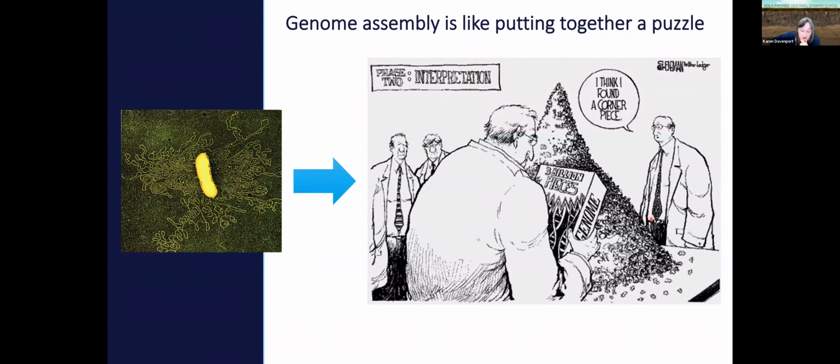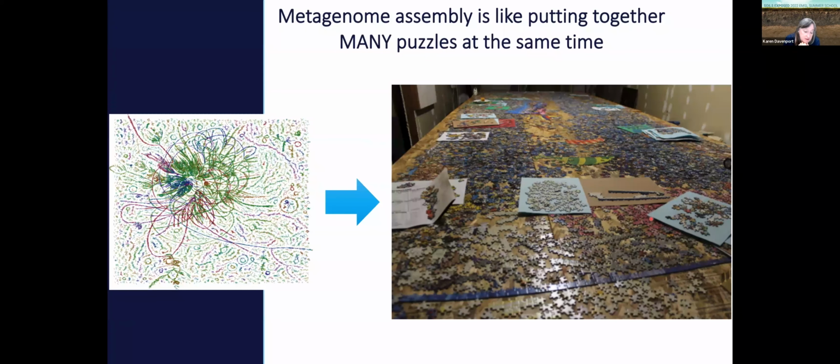So putting together a genome is like putting together a puzzle. Sequencing is the process of taking a genome and breaking it into millions of pieces to be sequenced, and assembly is just trying to put all those pieces back together. Metagenome assembly is like putting together many puzzles at the same time. And it's much more complex. And you can have genomes that are similar, which make it even more complicated.